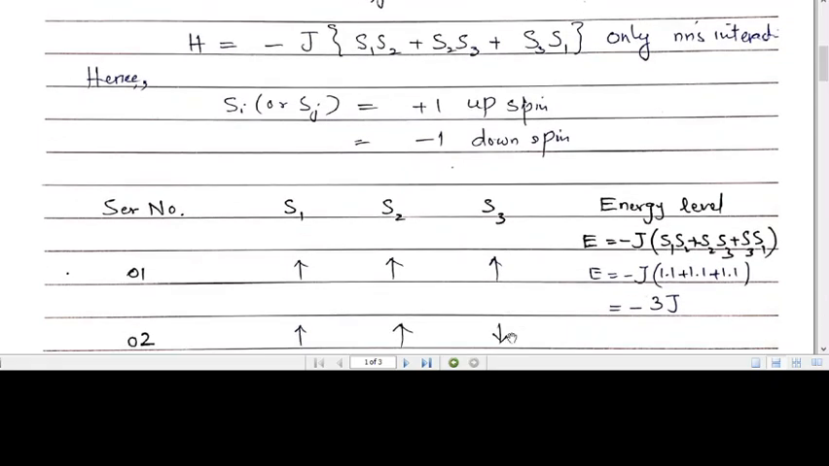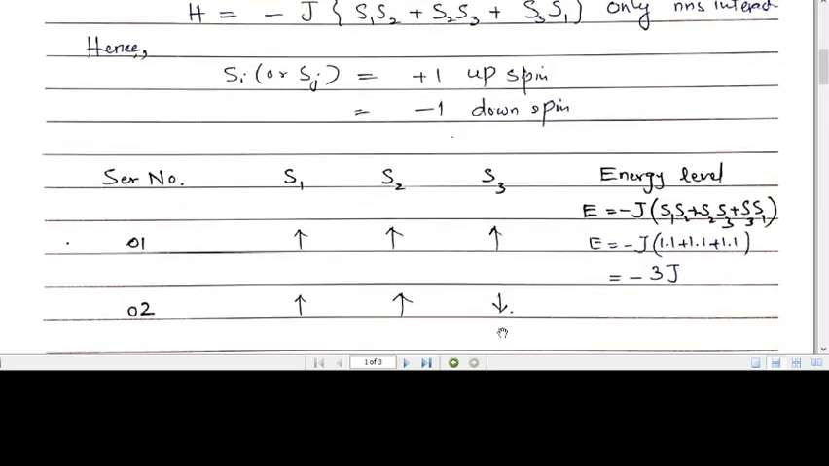Similarly, the second possibility is that the first spin is up, the second spin is up, and the third spin is down. Or we may have the arrangements where the first spin is up, the second is down, the third is up, or the first is down, the second is up, the third is up. So we may have different possible arrangements of spins in this case. If we calculate the energy eigenvalues for all these three systems, we will see that the energy will be equal to plus J in this case.